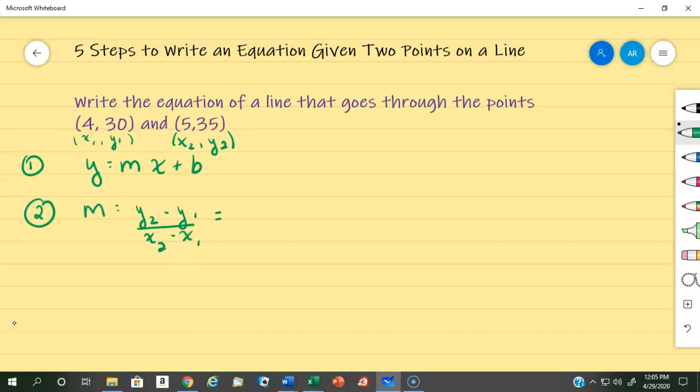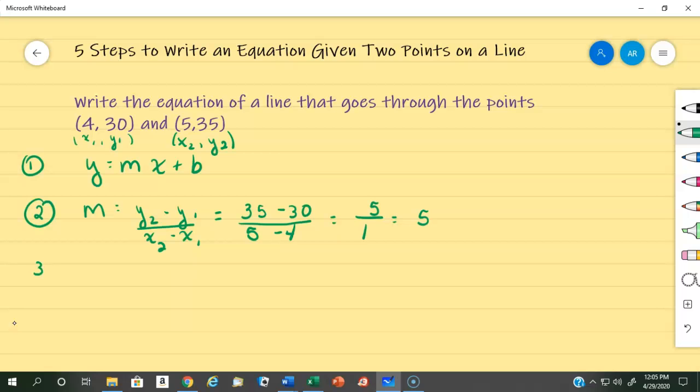So y2 in my case is 35, and y1 is 30. x2 is 5, and x1 is 4. 35 minus 30 is 5, and 5 minus 4 is 1. So my slope is going to be 5.